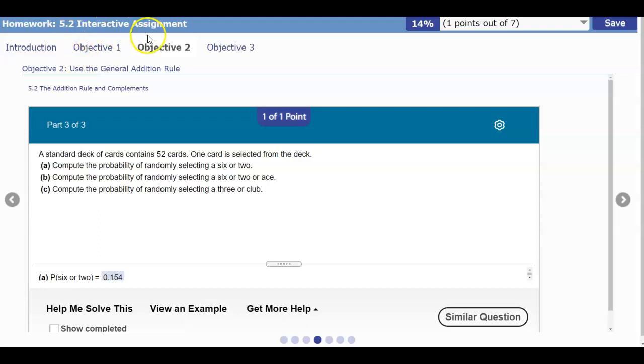Section 5.2 Interactive Assignment Objective 2, using the general addition rule. A standard deck of cards contains 52 cards. One card is selected from the deck. In Part A, we want to compute the probability of randomly selecting a 6 or 2. In Part B, we want to compute the probability of randomly selecting a 6 or 2 or ace. In Part C, we want to compute the probability of randomly selecting a 3 or club.